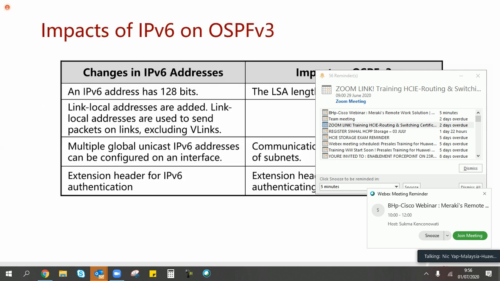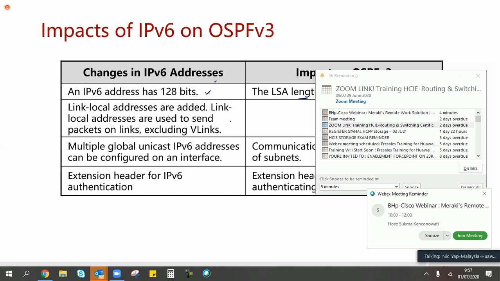So under the impact of IPv6 on OSPFv3, what are the changes compared to OSPFv2? IPv6 addresses go from 32-bit up to 128-bit, so the length of the LSA will definitely increase. And link-local addresses are added. Link-local addresses are used to send packets on a link, excluding the virtual link.